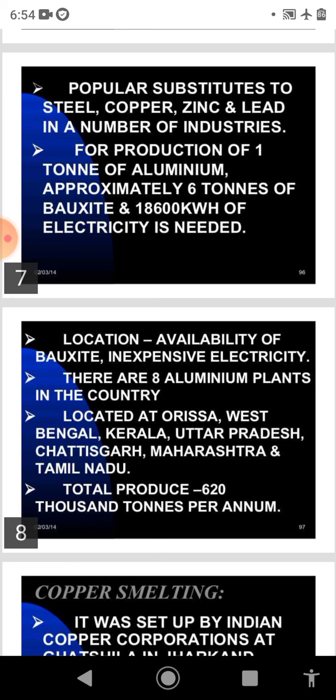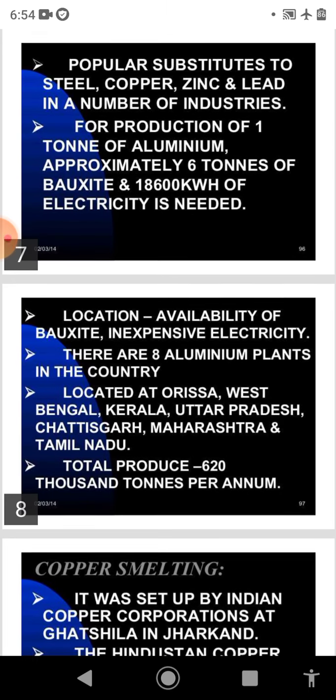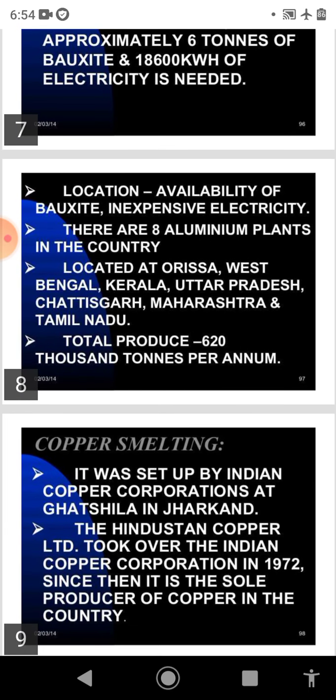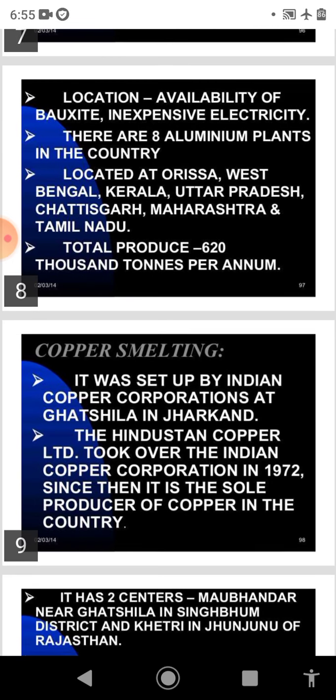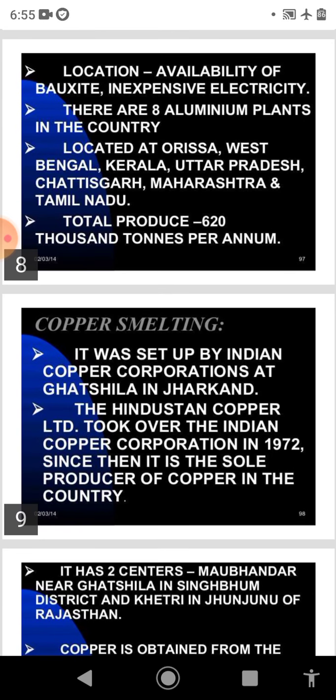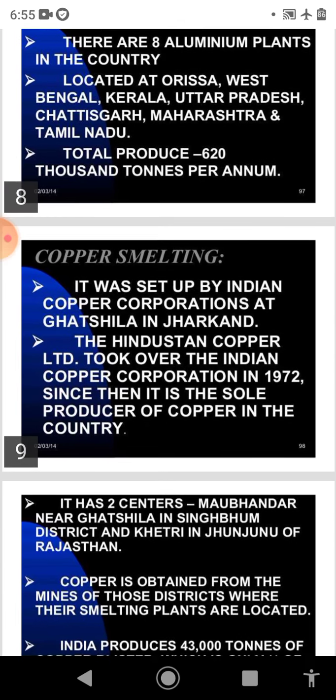After that, we will discuss copper smelting. Copper smelting was set up by Indian Copper Corporation at Ghatsila in Jharkhand. The Hindustan Copper Limited took over the Indian Copper Corporation in 1972. Since then, it is the sole producer of copper in the country.